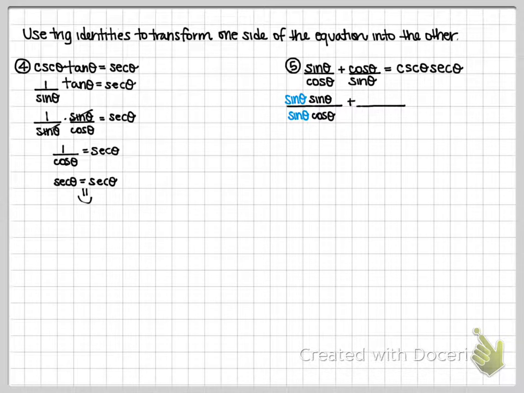Now we need to do the same thing here. To get the cosine sine in the bottom, this one needs a cosine. So I'll multiply cosine top and bottom. And then remember to take back with you what you started with. So again, I'm just getting a common denominator here. And then I'll carry down the right-hand side.